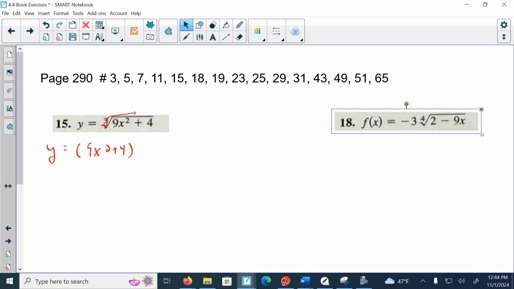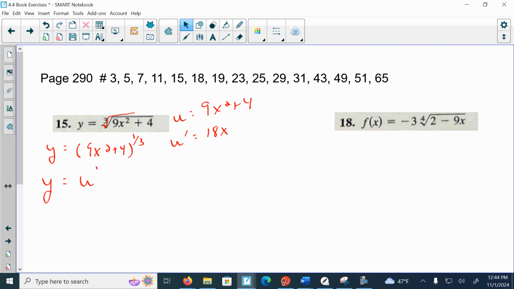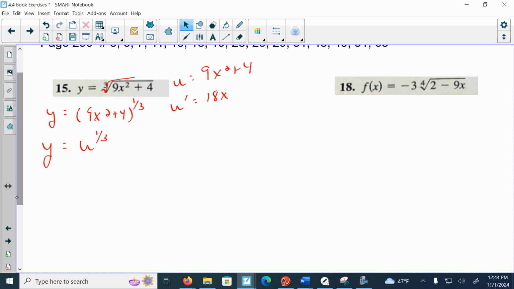Remember, taking the root as a fractional exponent, so that's the 1/3 power. My innermost function is going to be that 9x squared plus 4. The derivative of that would be 2 times 9, which is 18. Reduce the power by 1, which is x. Remember, the derivative of a constant is 0. So I'm going to rewrite this y as u to the 1/3 power. Taking the derivative of something raised to the 1/3 power is going to be 1/3 u to the negative 2/3 power times the derivative of u, which is this 18x.